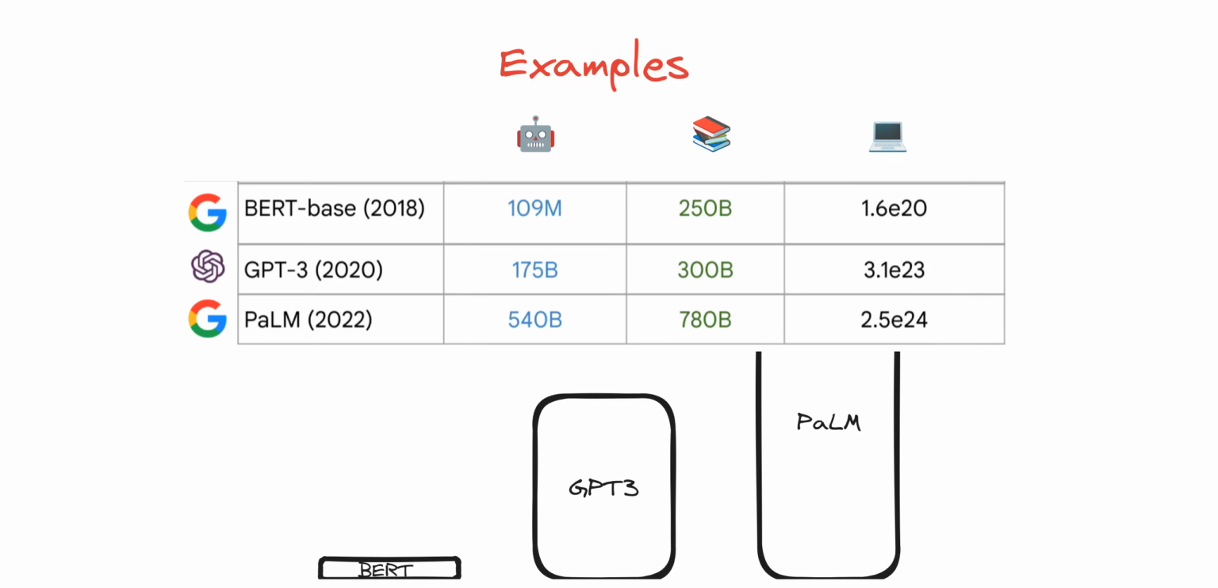This yielded a compute of about 1.6 × 10^20. When we jump to a model like PaLM, which was trained in 2022, it has 540 billion parameters and was trained on 780 billion tokens. This yielded a total compute of about 2.5 × 10^24. So models are getting bigger, they're being trained on more data, and more importantly, they're utilizing more and more compute. If we can utilize the compute to the best purpose, we can get better language models.